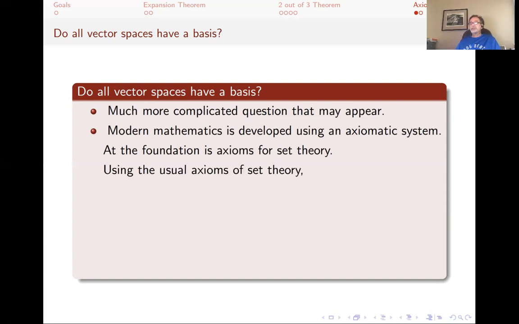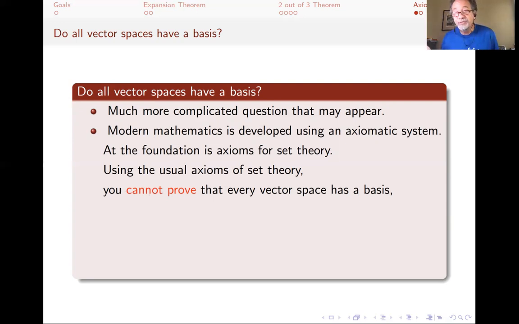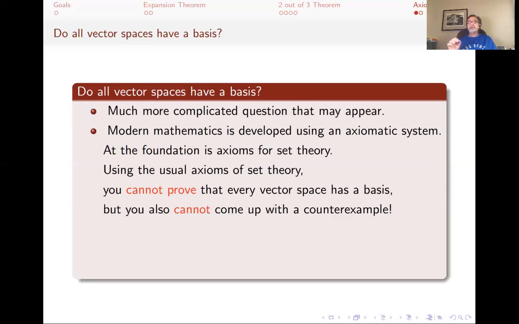Using the usual axioms of set theory, you cannot prove that every vector space has a basis. And by this, I don't mean you personally cannot prove it, or I don't know how to prove it. I mean, you can actually prove that no one can prove it. You can prove that no one can prove that every vector space has a basis. But also, you cannot come up with a counterexample. Again, I don't mean that I can't or you can't come up with a counterexample. I mean, you can prove that no one can come up with a counterexample. Now, these are pretty tough proofs, but you can do both of those.